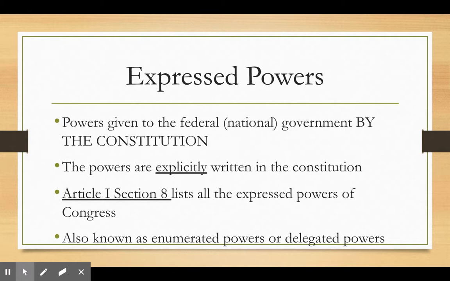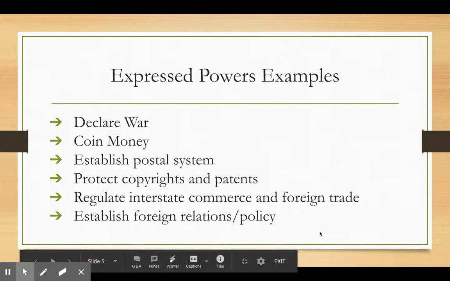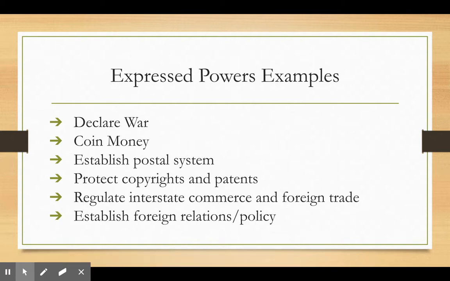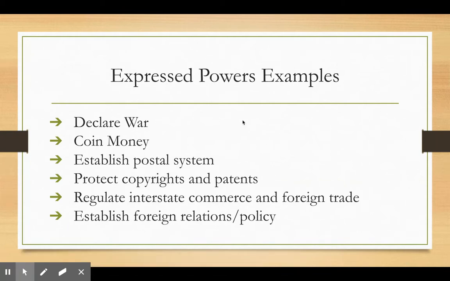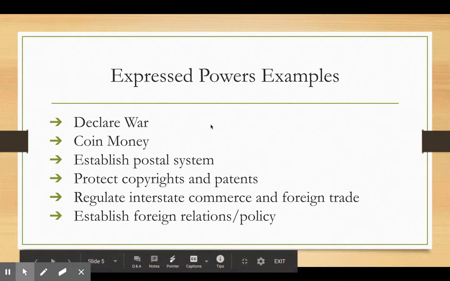Okay. Some really good examples of that. Declare war. Obviously, the state governments can't do that. The national government can. Coin money. Yep. All 50 states are on the same American dollar system. Establish the postal system. That's where you have USPS. Wow. United States Postal Service. Yes. Protect copyrights and patents. Regulate interstate commerce and foreign trade. That's a federal government's job. Establish foreign relations with other countries. That's not a state's job. That's a federal government's job. These are all examples of express powers of the federal government.